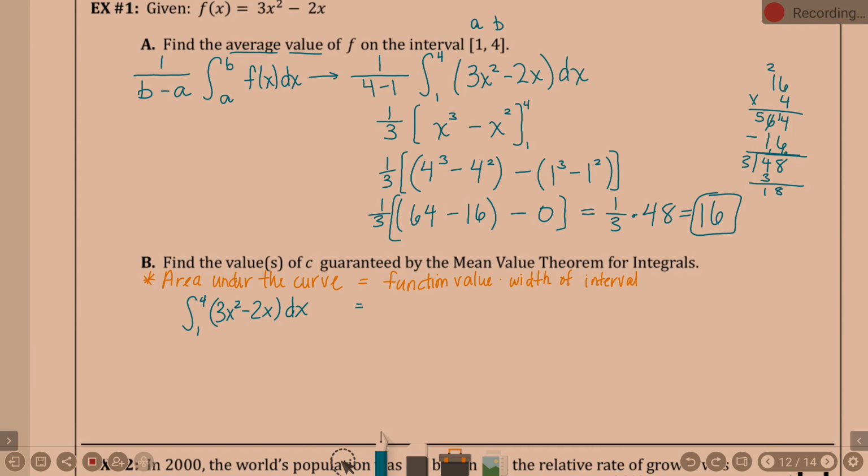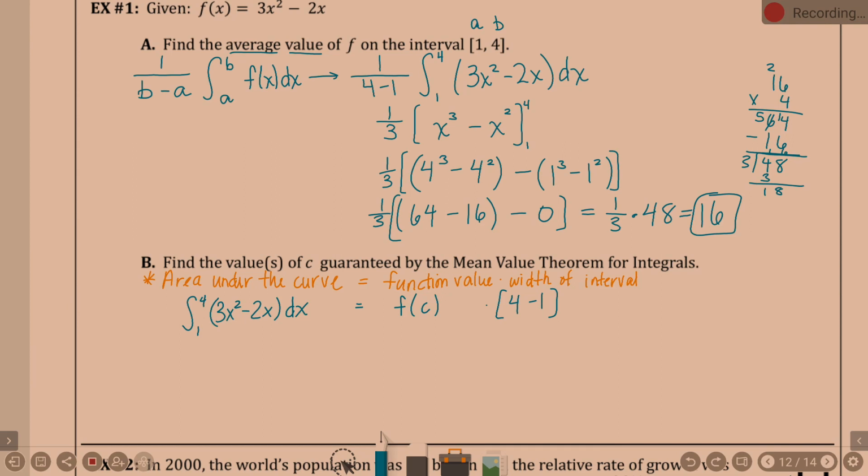We'll come back and deal with that in a moment. The function value, what we're talking about when we talk about function value, if you go back to the previous page, is just f of c, because we just know something's guaranteed. We have to work to find it. Width of the interval: what's the width of my interval? 1 to 4, so 4 minus 1, or 3. I went ahead and put 4 minus 1.